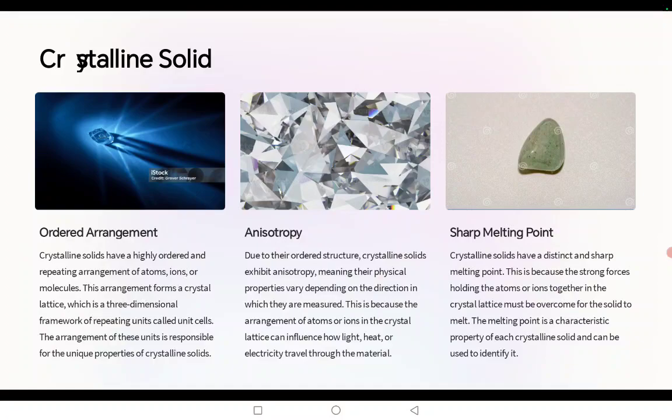Crystalline solids are anisotropic in nature due to their ordered structure. Crystalline solids exhibit anisotropy, meaning the physical property varies depending on the direction in which it is measured. This is because the arrangement of atoms or ions in the crystal lattice can influence how light, heat or electricity travels through the material. Crystalline solids have a sharp melting point. The melting point is a characteristic property of each crystalline solid.